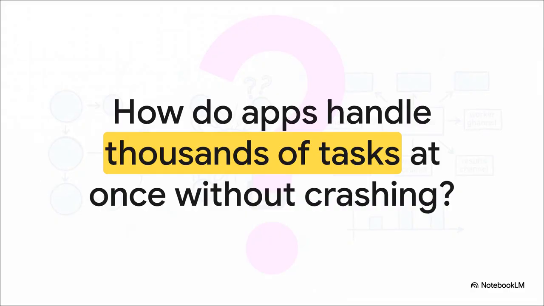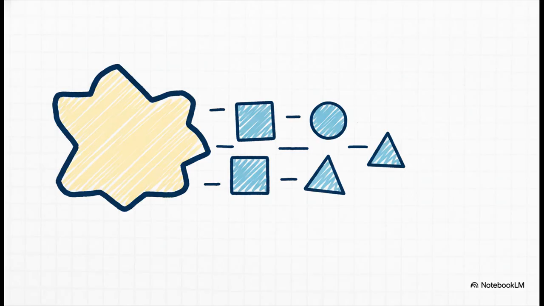You've got a web server getting hammered with user requests, or maybe a data pipeline just chugging through massive amounts of information. How does all that chaos not just bring the whole system to its knees? How do they stay fast and responsive? Well, it turns out Go has this really elegant answer to that exact problem. And today, we're going to break it all down.